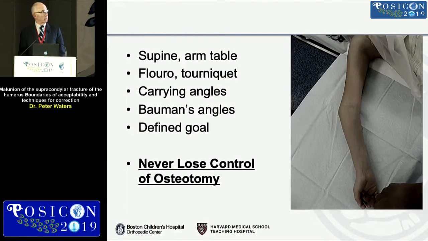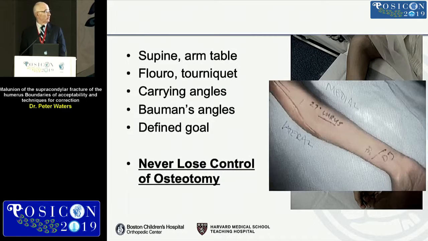So we do this supine on an arm table. We usually use a tourniquet. We look at the carrying angles and Bauman's angle, and we have a defined goal. And our most important goal is not to lose control of the osteotomy at any time, because it takes a relatively simple operation and makes it harder. And the complication rate for this is up to 25% in the reported literature, and I think almost always it's because you lose control of the osteotomy.